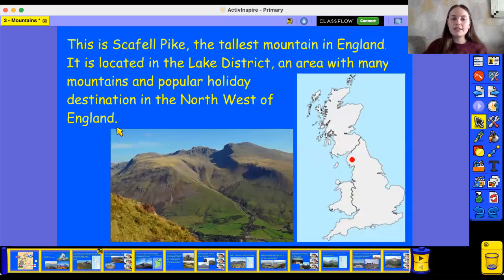Okay, this is Scafell Pike. It is in England. What's the mountain called? Where is it? Fantastic. I want you to repeat this sentence after me. Scafell Pike is in England. Fantastic.